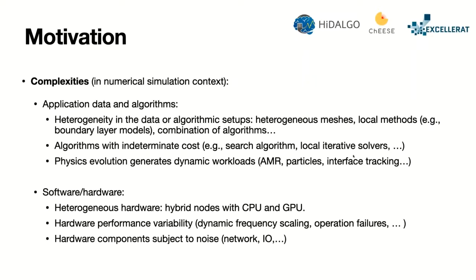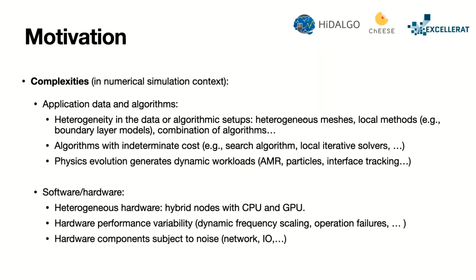Some complexities that we have when we want to balance, or some threats for the balance, okay? Well, if we look at it from the application data and algorithms, the most problematic thing is the heterogeneity. This heterogeneity can be in the data. For instance, in a numerical simulation, we can have heterogeneous meshes with different types of elements, and it's difficult to figure out or to model the cost of each particular element.